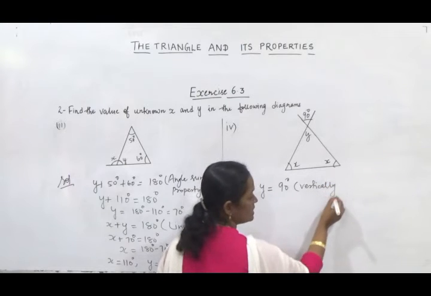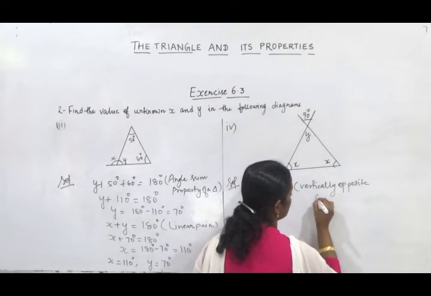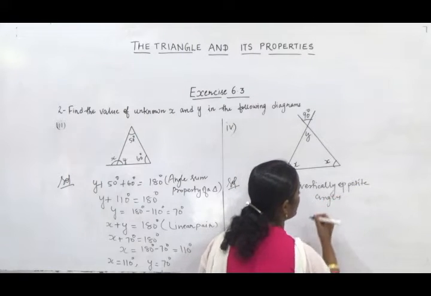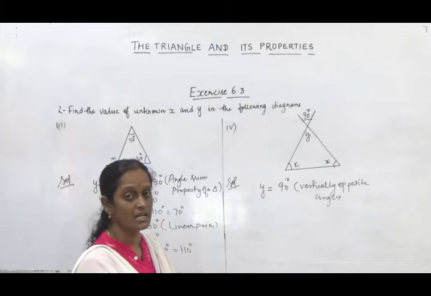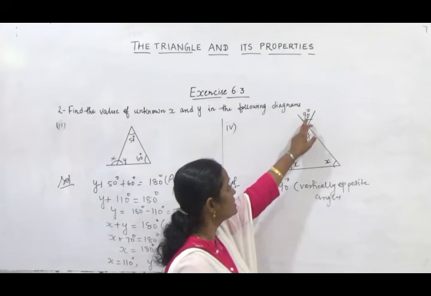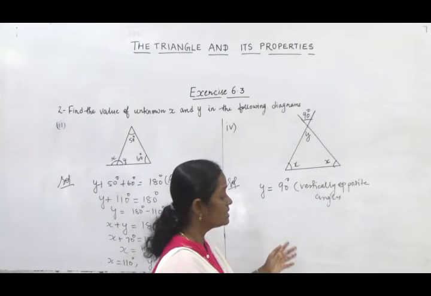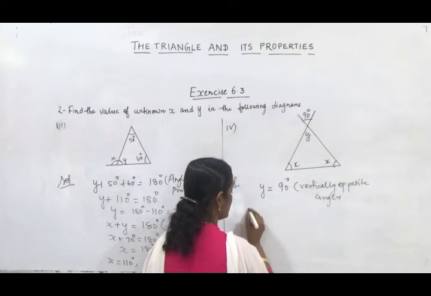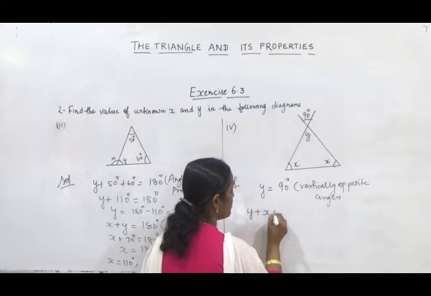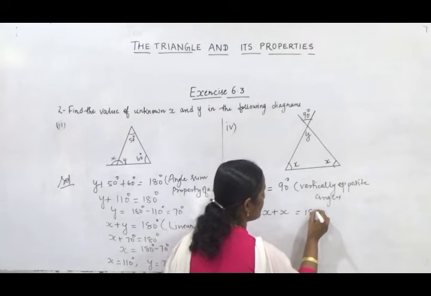Now you know that vertically opposite angles are equal. When two lines intersect each other, vertically opposite angles are formed and they are equal. So these two angles 90 degree and y, they are equal, so y is equal to 90 degree. Now in this triangle the interior angles are y, x and x. The sum of these three angles y plus x plus x is equal to 180 degree.